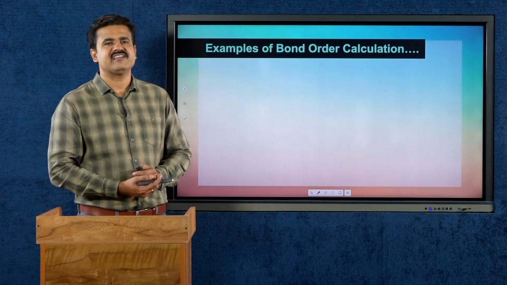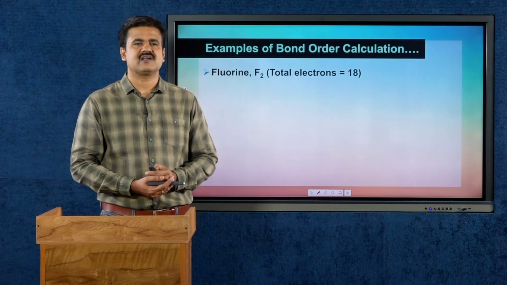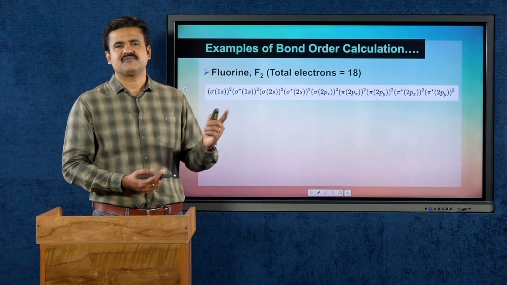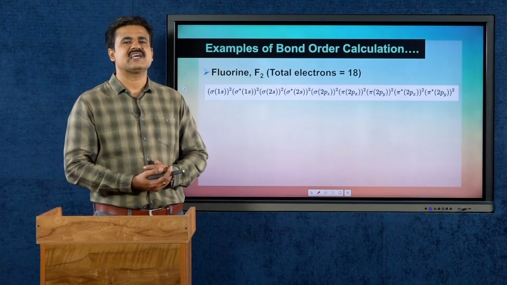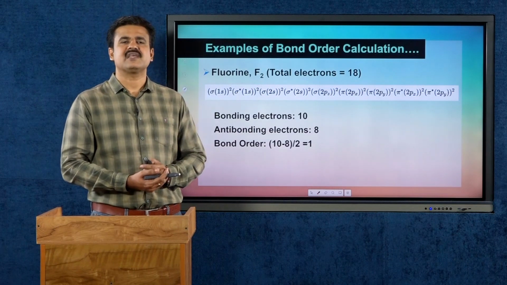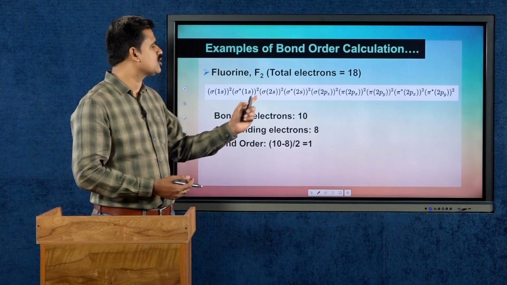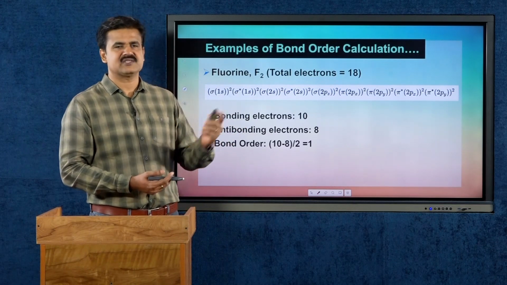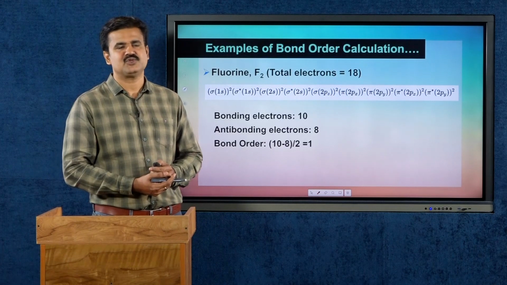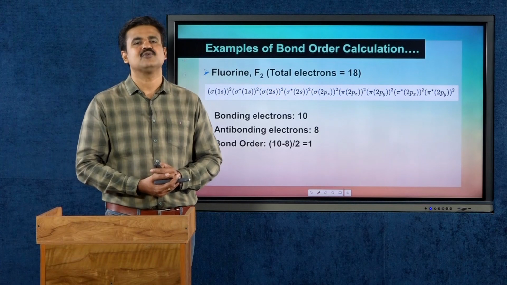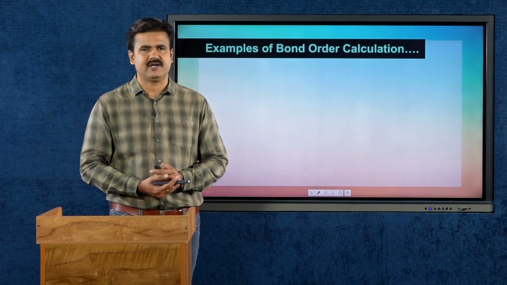Now, we are having some examples for bond order calculation. F2 molecule is also here. In the case of F2 molecule, this is the electronic arrangement that we have already studied. On looking at this configuration, you can arrive at the conclusion that there are a total of 10 bonding electrons and 8 antibonding electrons. Now, take the difference and divide it by 2 to get the bond order. 10 minus 8 by 2 is equal to 1. So, bond order of fluorine molecule is equal to 1.